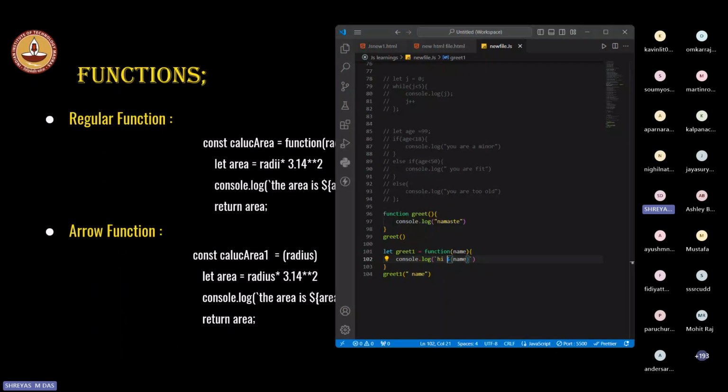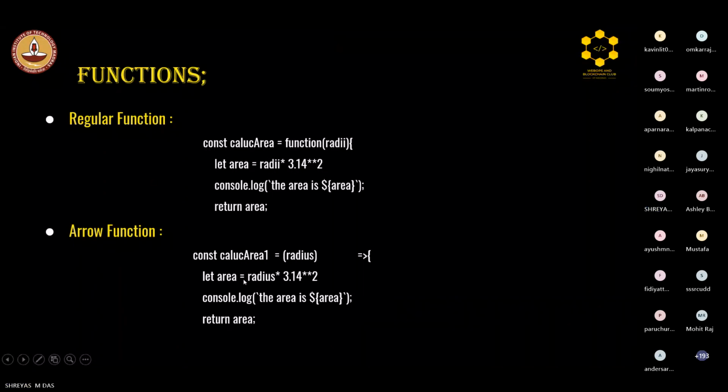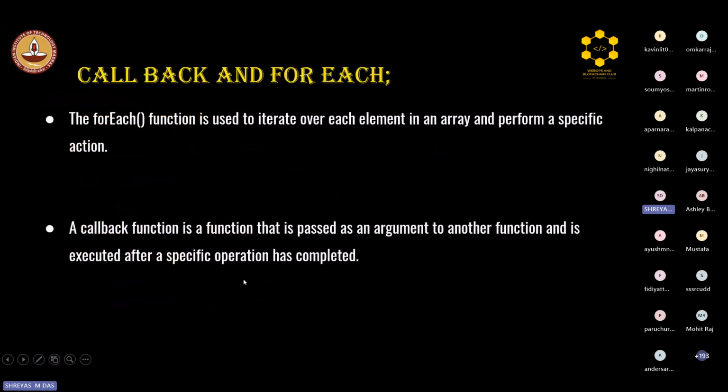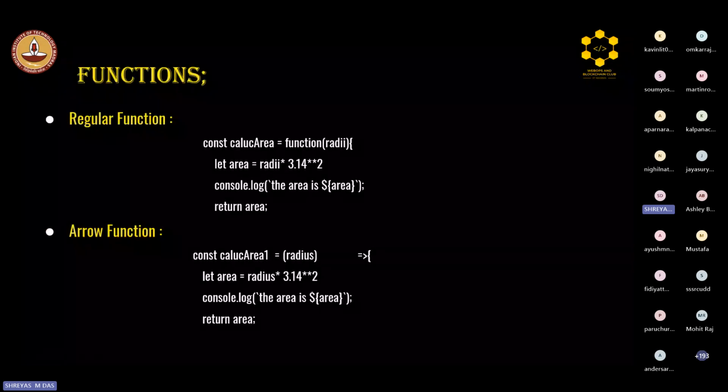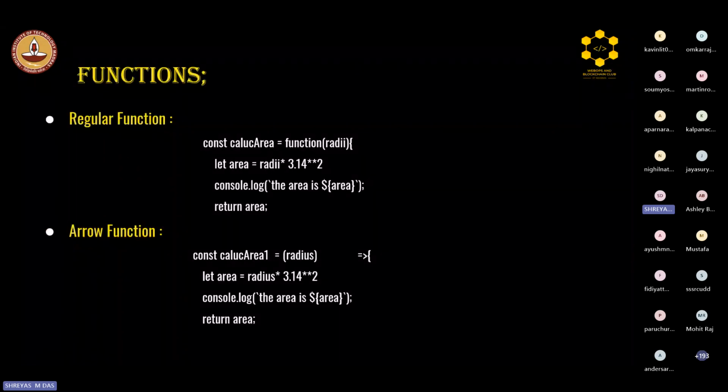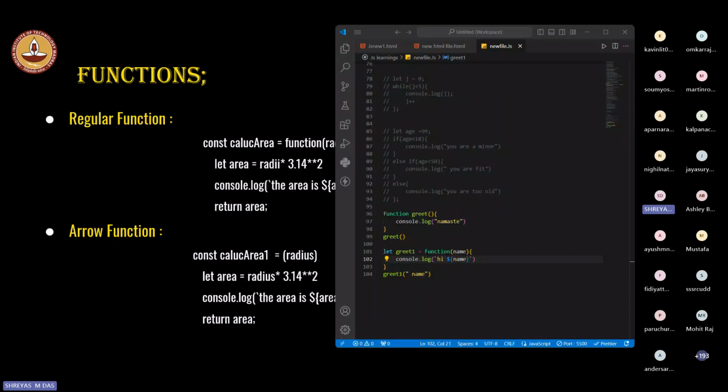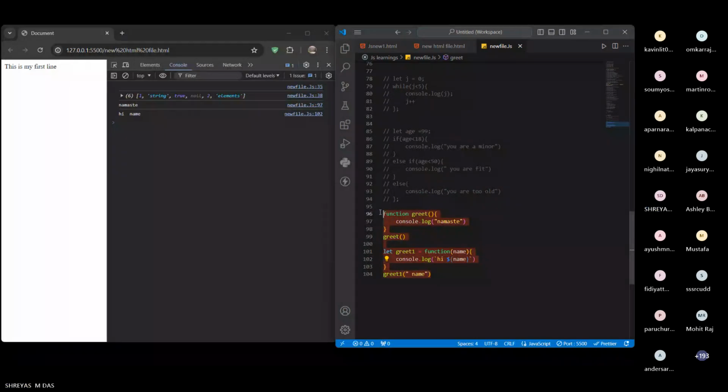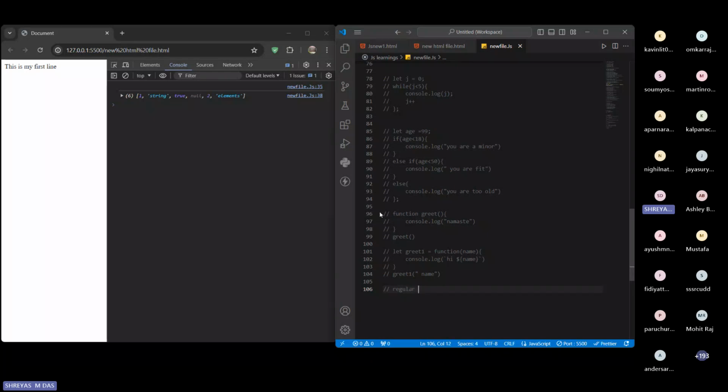And the next thing is the arrow function. The arrow function gives only a one line output. So you can use either method to call the function. Let me show you the regular function first.